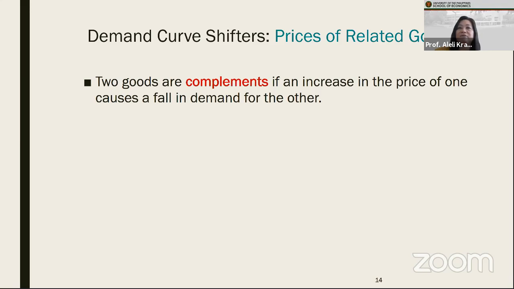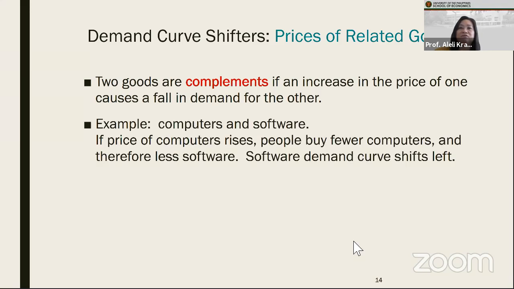Other examples would be computers and software. If the price of computers rises, people buy fewer computers, and therefore they would require less software. So when the price of the computer rises, the demand for computer software shifts to the left. The quantity demanded decreases.